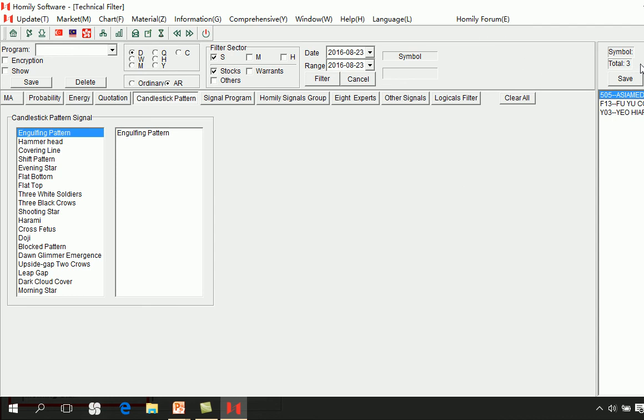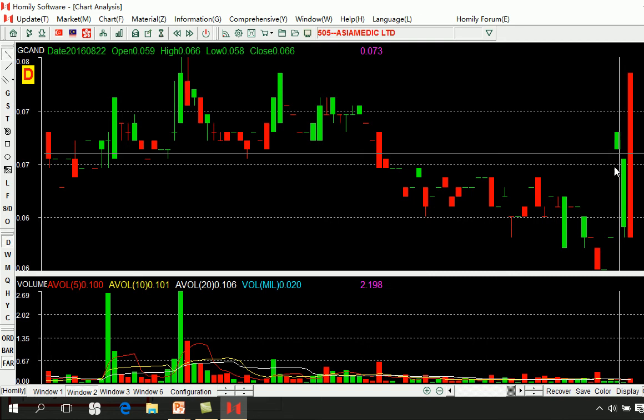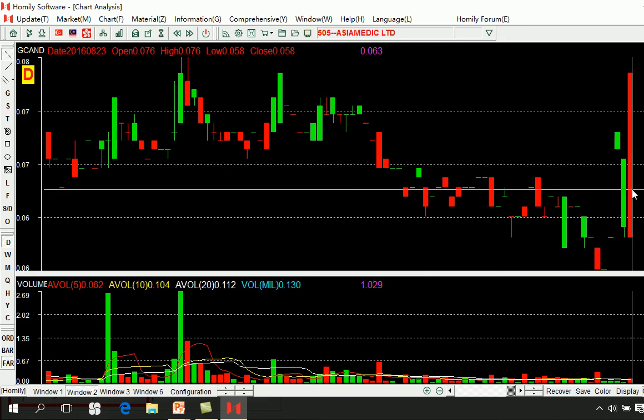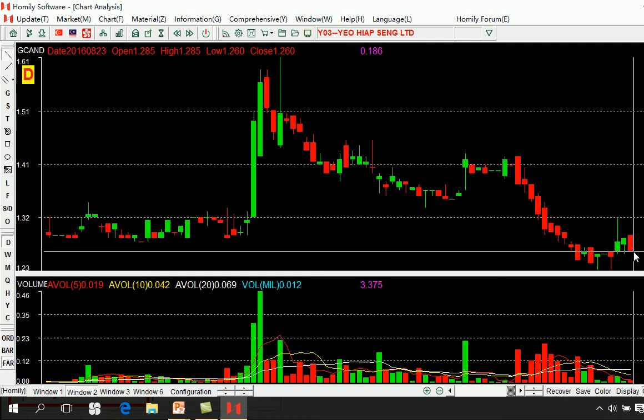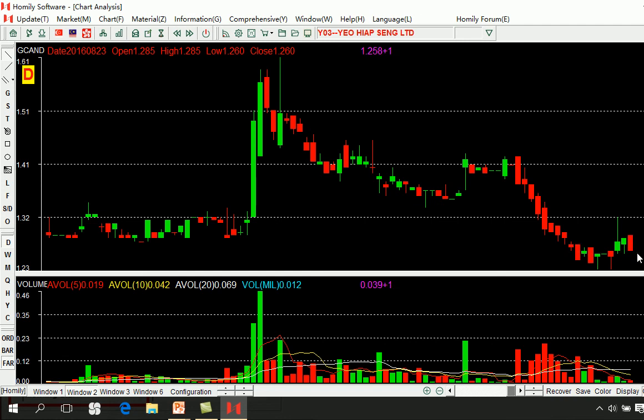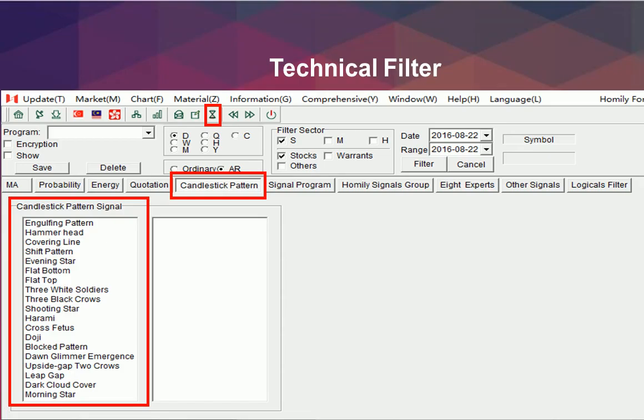So this is the engulfing pattern. This one is good or not? Not good. This is the bearish engulfing, right? Then we can see this one. This is the bullish engulfing, right? Then we can see the next one. Bearish engulfing, not good, okay? So it can help you to filter some candlestick patterns. Then let's continue our class.